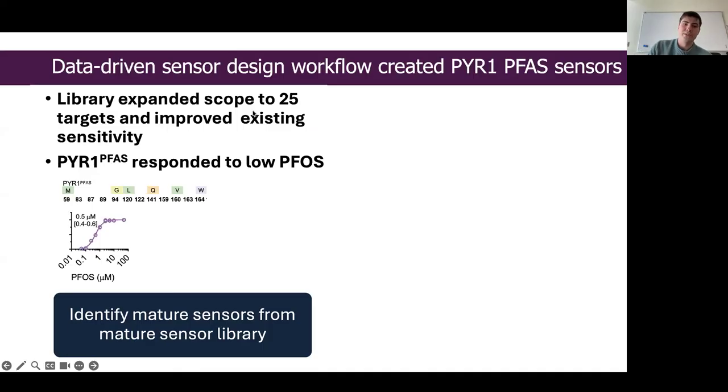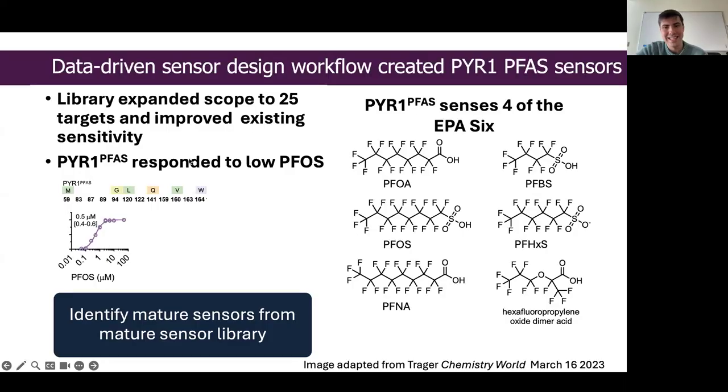So again, we were able to find new ligands and improved existing sensitivities for many of the sensors that we did have. And a really, really awesome sensor that I'll highlight is this Pure One PFAS, which was screened on PFOS, which is one of the EPA6, and responded to it at really low levels, a 500 nanomolar EC50, which we thought was fairly good. And when this sensor was screened against the rest of the EPA6, it was able to sense four of them at low micromolar levels, which was really awesome as well.